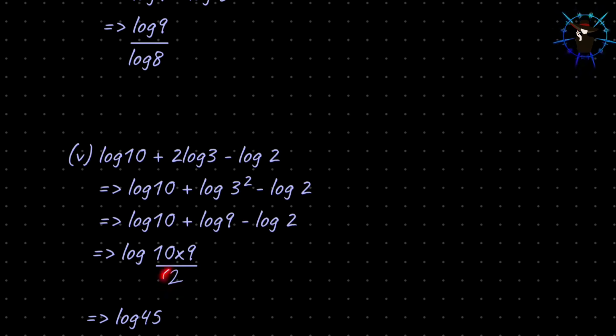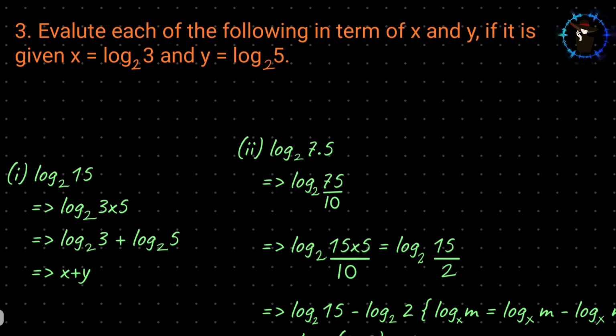This subtraction turns into division by 2. 2 ones are 2. 2 fives are 10. It cuts, then 5 into 9 equals 45. Third question. Evaluate each of the following in terms of x and y, if x is equal to log 3 base 2 and y is equal to log 5 base 2.